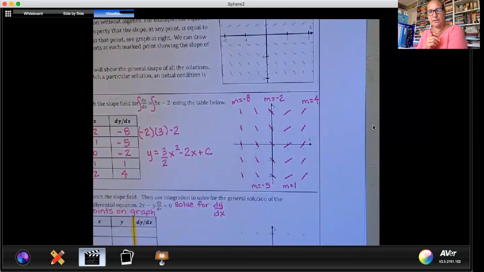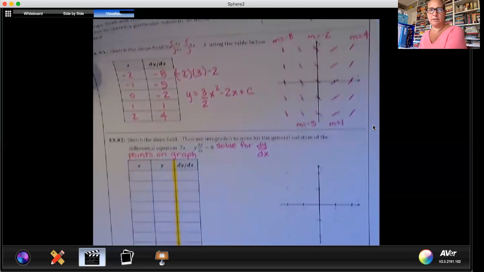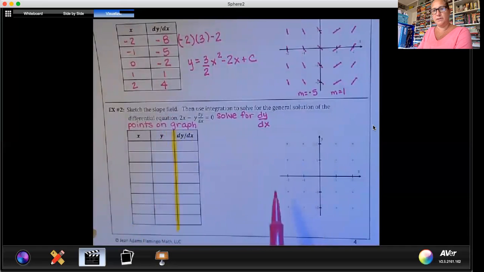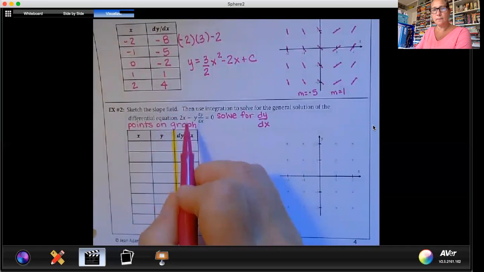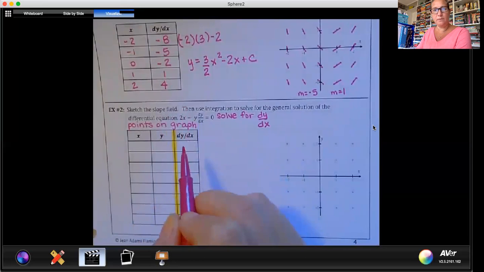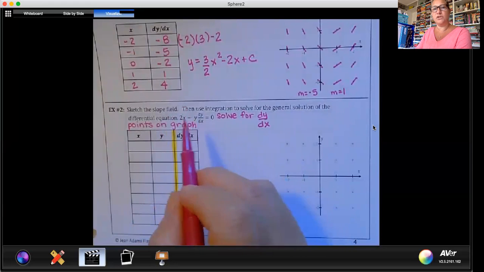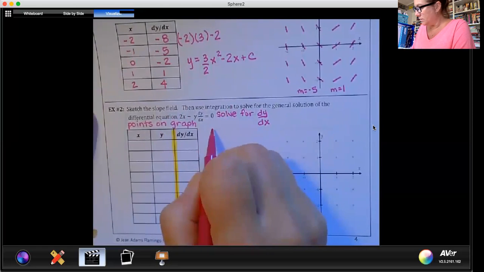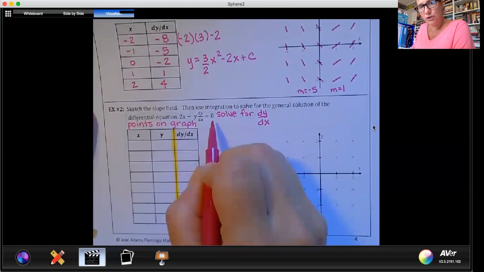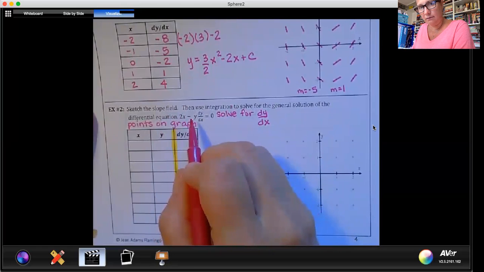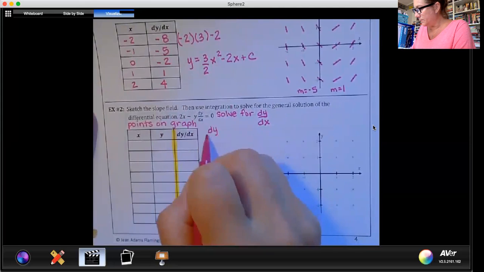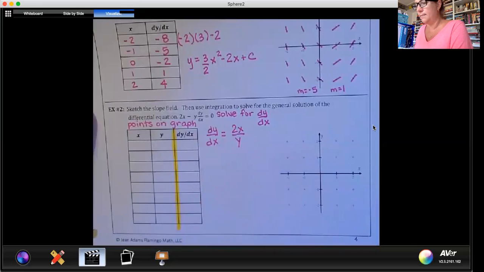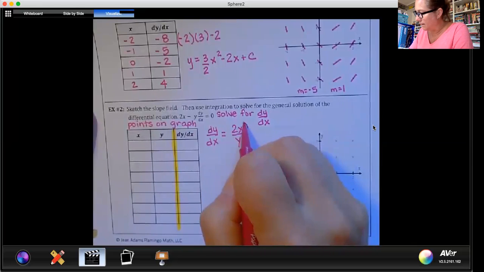All right, we're going to jump right into two variables here. We're going to have to choose an x value and a y value that correspond to the points on our graph, and then find the slope at those points. We're going to start that process by solving our equation for dy/dx. So we're going to subtract 2x and divide by -y. Our differential equation is dy/dx equals 2x over y.